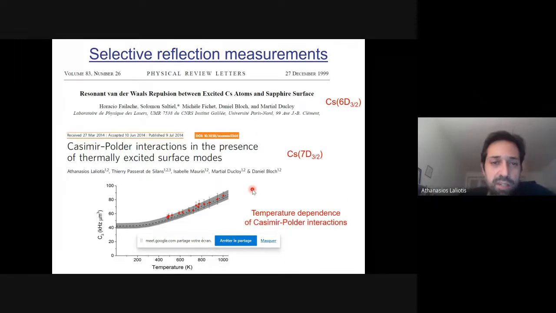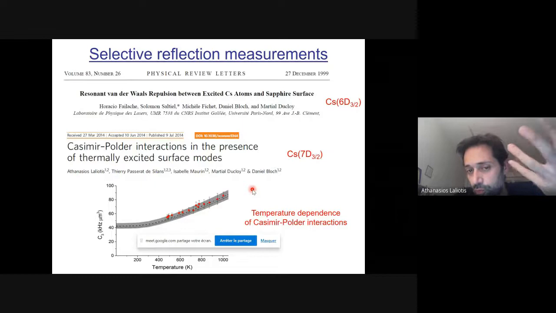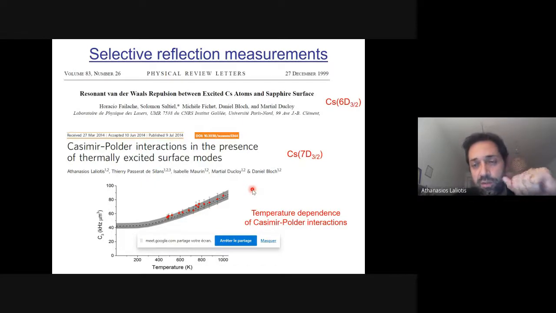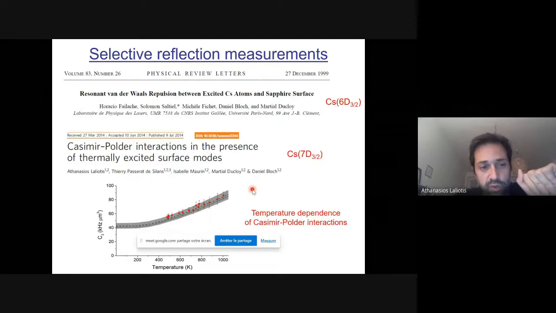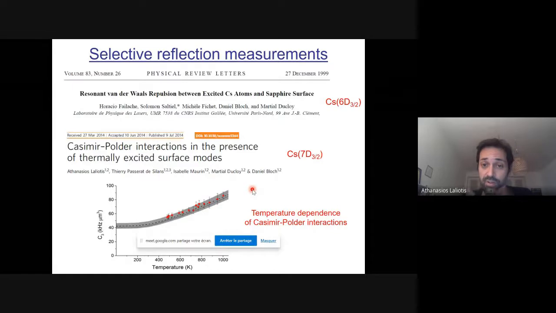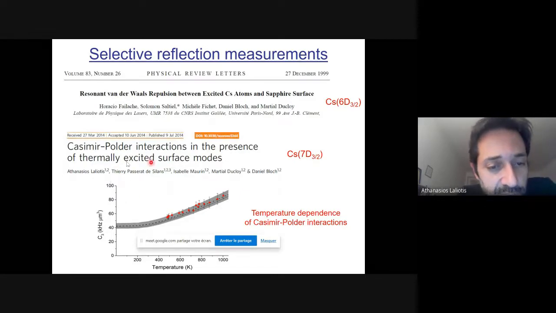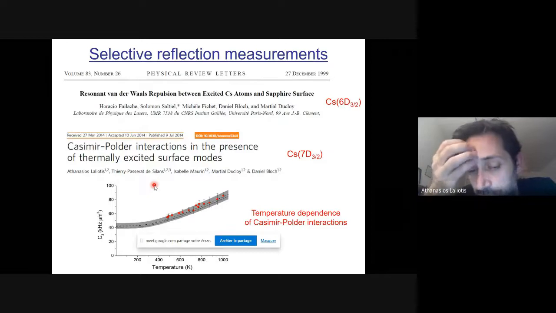Perhaps the most interesting part about these experiments is that we managed to demonstrate effects related to the coupling of atomic resonances with surface resonances, and this allows you to probe some exotic regimes of the atom-surface interaction, such as repulsive regimes, or regimes where the interaction depends a lot on the actual temperature of the environment. This is an experiment we published some time ago, and it was also done with the participation of Thierry.